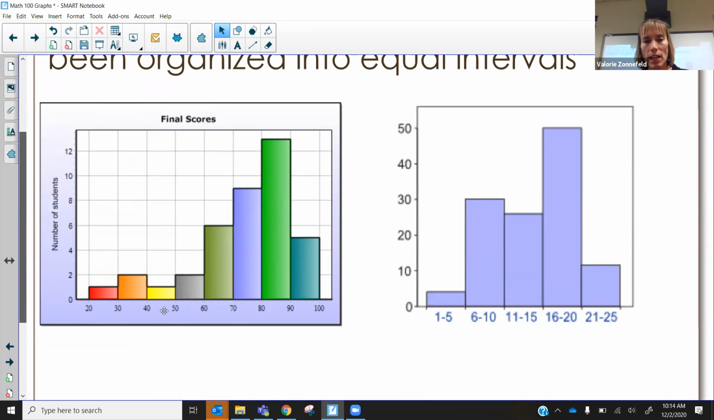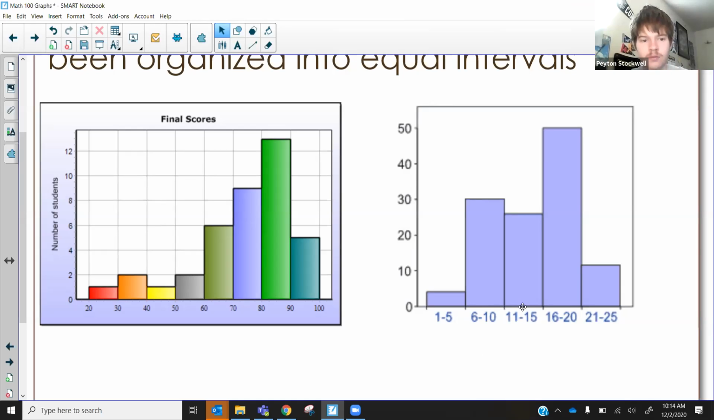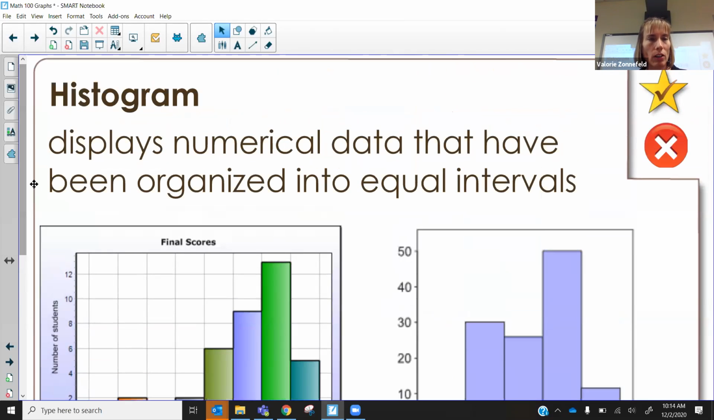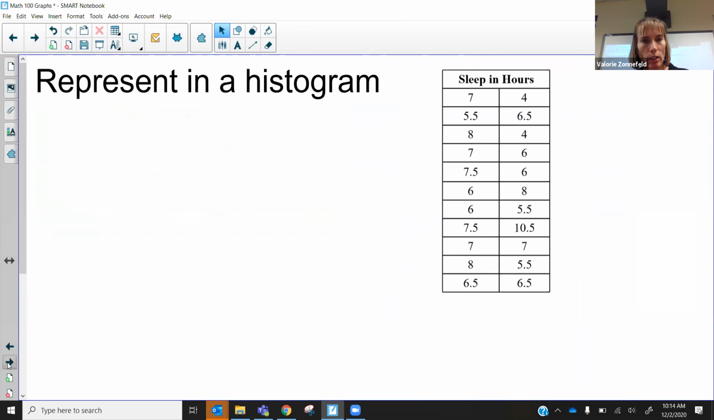And the reason is this data on the bottom is a number. It's a number that's not distinct. It's like a range, and so it's a little bit messier. So you choose the bins. These are called bins, of how big it goes. So here we have 1 to 5, 6 to 10, 11 to 15. They need to all be the same size bin, but there's room for changing on that. So that's the difference between a histogram and a bar graph. Histograms are with quantitative data. Bar graphs are not. So we're going to represent sleep in hours in a histogram.